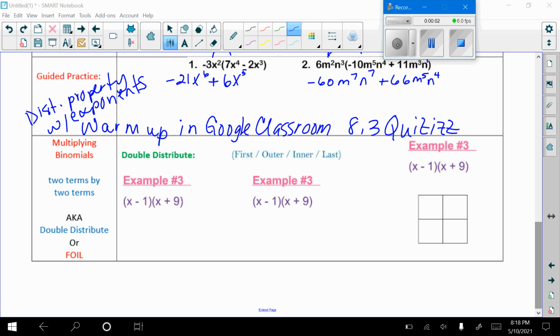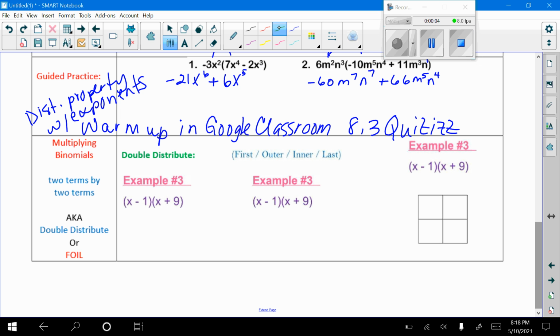Okay, so this is the next part. Actually, we're going to finish up the double distributive part, which is basically double distributive or FOIL or a box method. We're going to start first of all with this as double distributive.